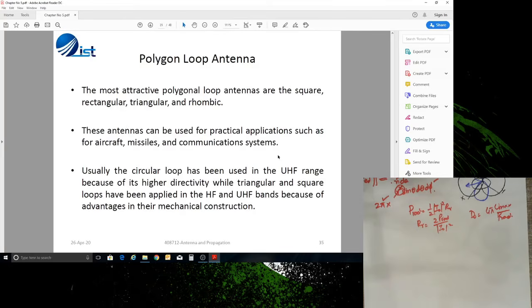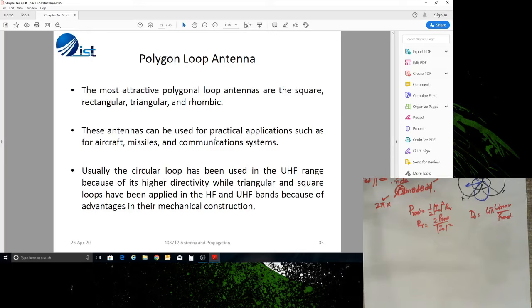Okay. So let's talk about polygon loop antennas. Again, we're not going to go into too much detail. I'll just introduce some of these polygon loop antennas, and talk about their shapes and some of the characteristics. So you don't have to worry about most of the details regarding these polygon loop antennas. The most attractive polygon loop antennas are square, rectangular, triangular and rhombic antennas. So far we were talking about a circular loop antenna; besides that, their shape can also be square, rectangular, triangular and rhombic, and we will see these shapes ahead.